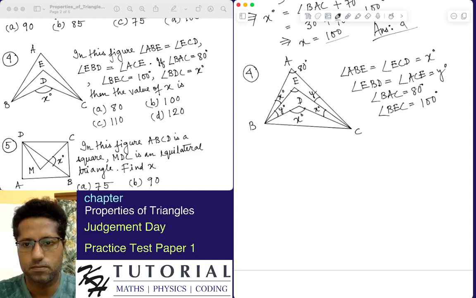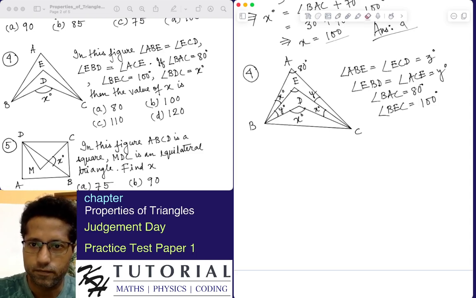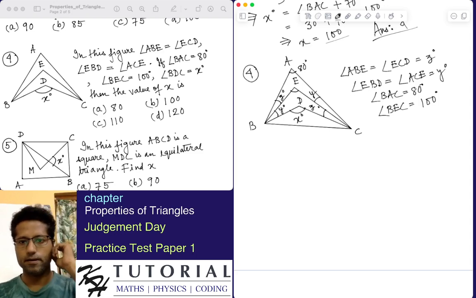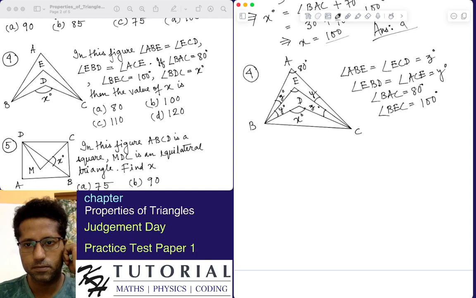This is x degree. Oh, sorry, we cannot take x and y, because x degree is already given to BDC. So let's say this be z, this be z. So we have to consider this as z. So let's say this is z degree. The diagram is becoming very clumsy, but angle ABE and angle ECD are z.